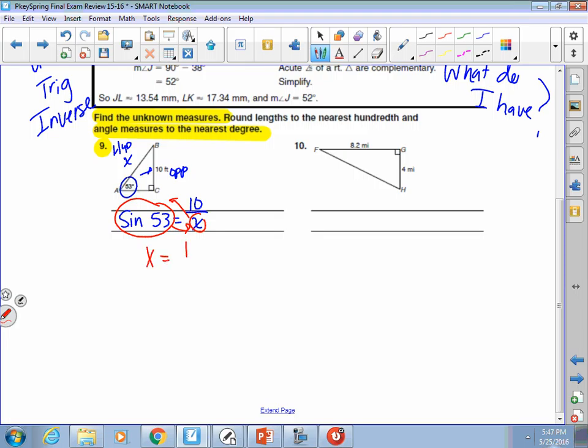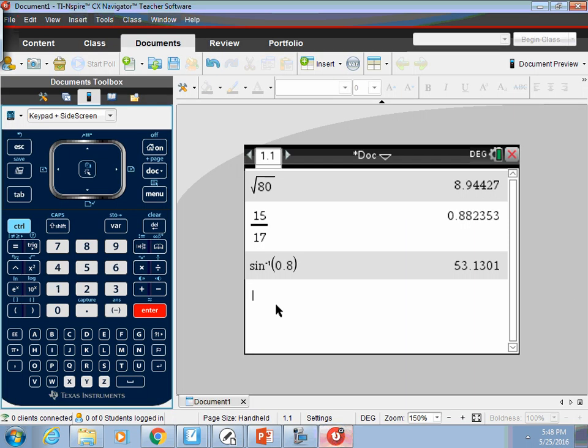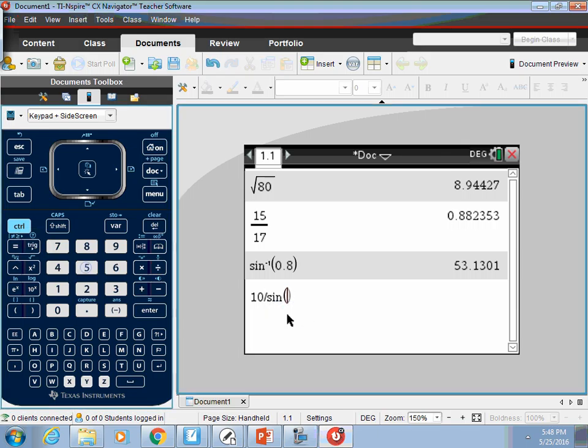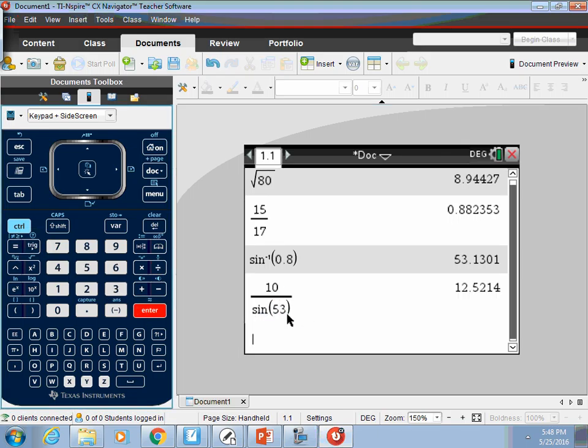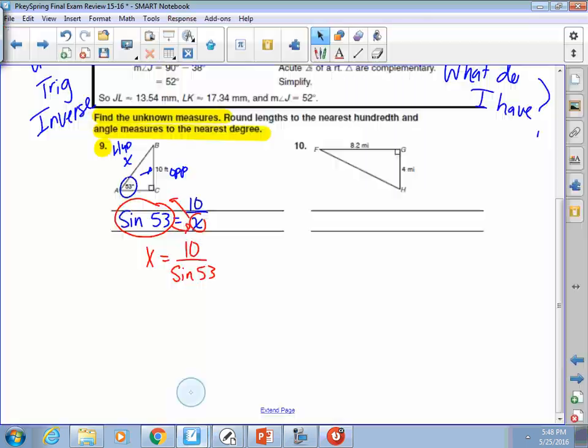So now I'm going to say 10 divided by the sine of 53, and then I have to physically type that into the calculator. So I have to go 10 divided by trig sine 53, round to the nearest tenth. That would give us 12.5.